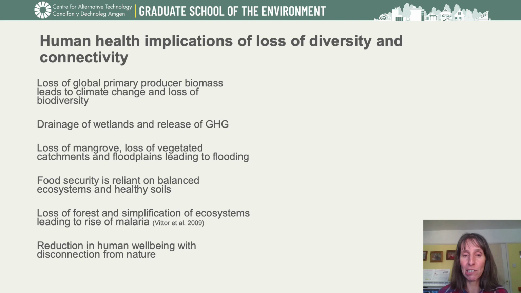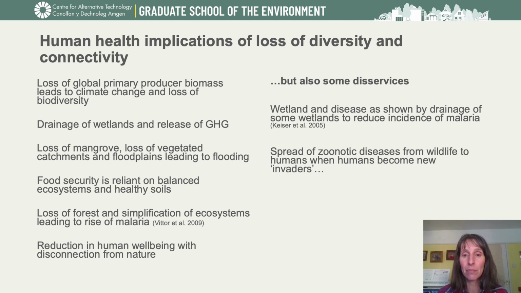We know that our food security is reliant on healthy ecosystems which formulate soils, a variety of microbes and fungi all interacting together. There's evidence that where ecosystems have been simplified, there has been a rise of diseases, for example malaria, and more. There's interest in how our well-being benefits from being connected with nature, and a diverse nature at that. But that's not to say there are not some disservices. So in some parts of the world, draining wetlands has been used as a means to combat malaria, to reduce the places that the malaria can spread.